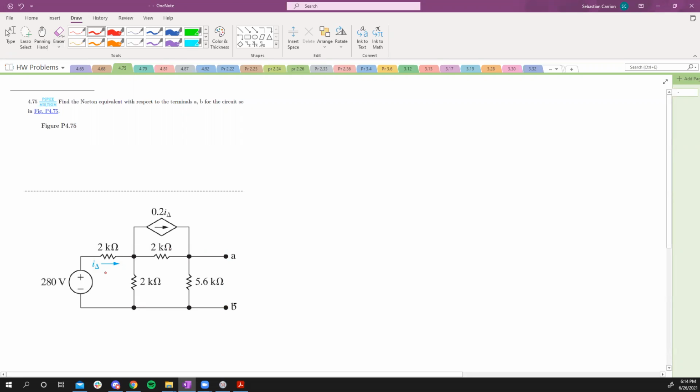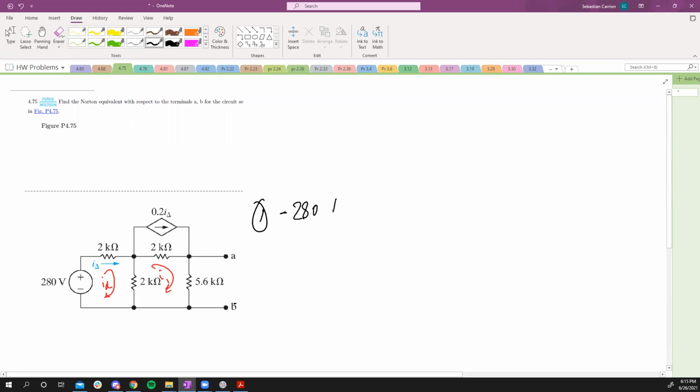So I'm going to go ahead and do this loop. I'm going to call it I delta, I1, and yeah, that should be it. So go ahead and write the equations.